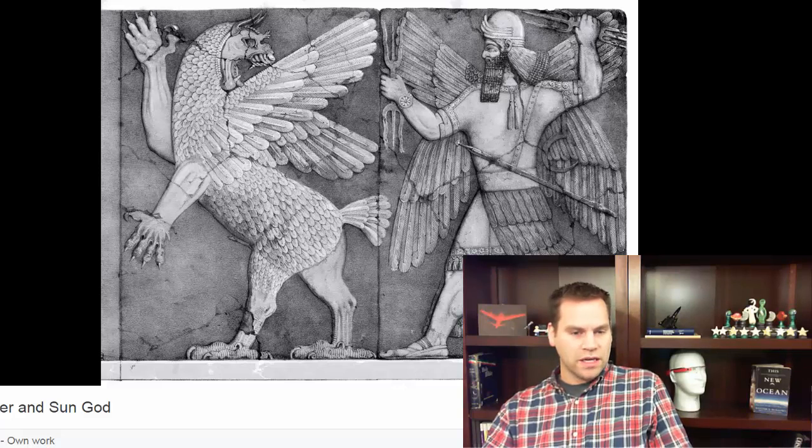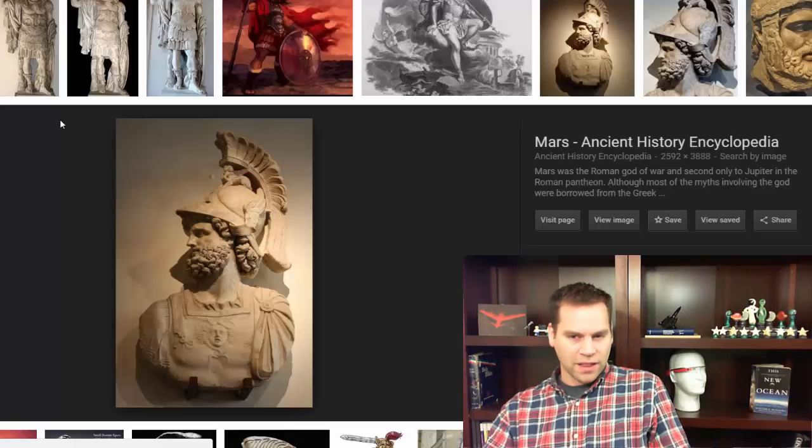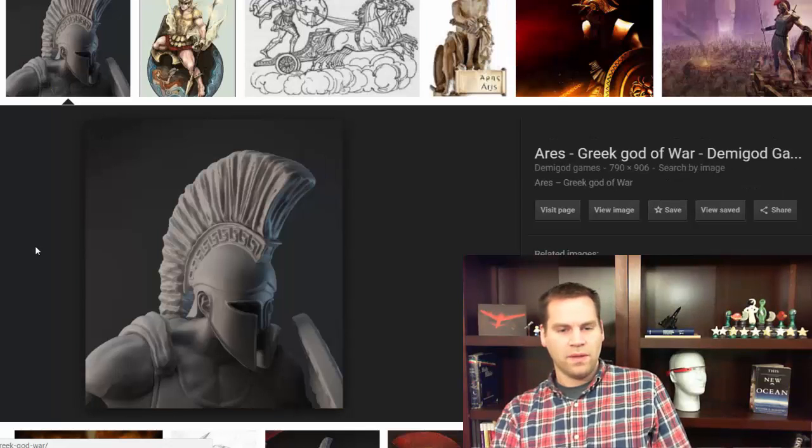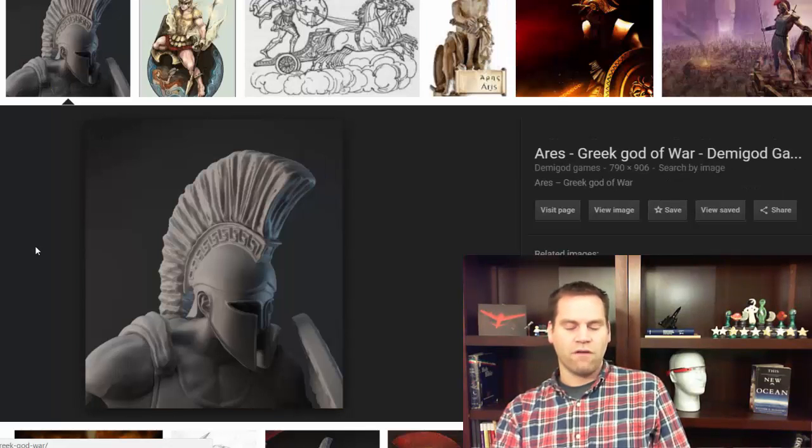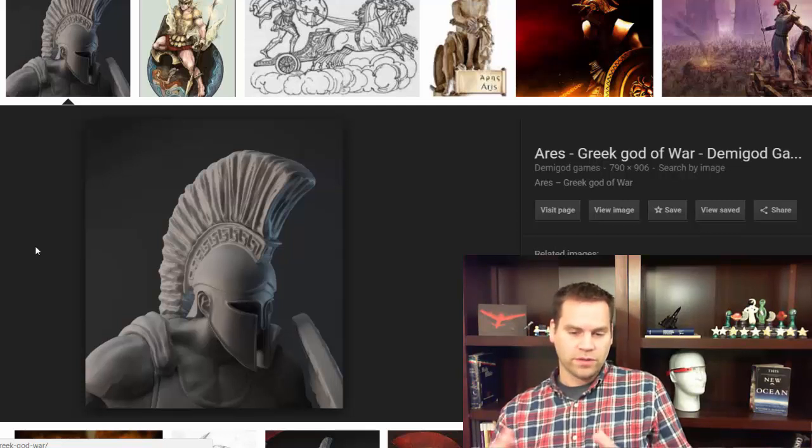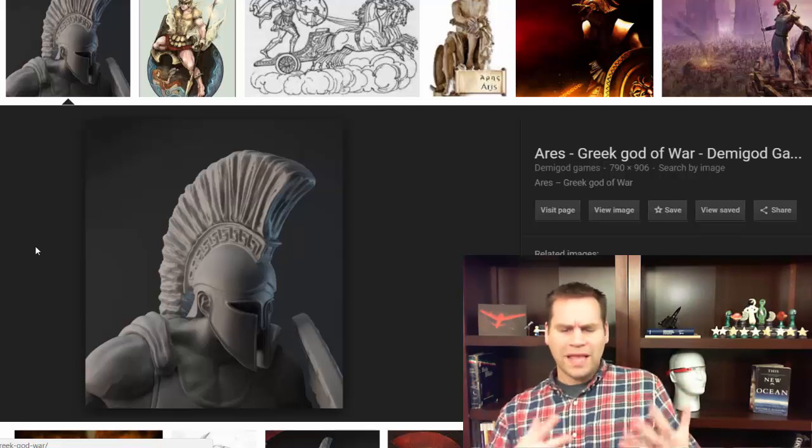Of course, Mars for the Romans looked more human-like. This is a statue of the Roman god of war, Mars. And then for the Greeks, the name of their god of war was Ares, and that's another name that was given to Mars. So why would they have all these in common?